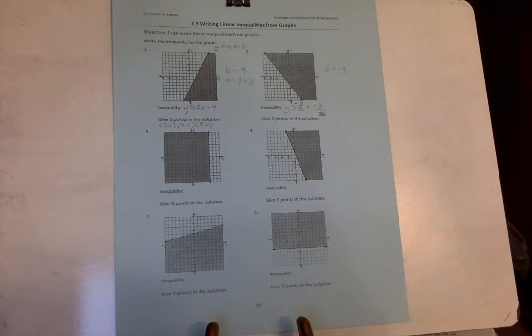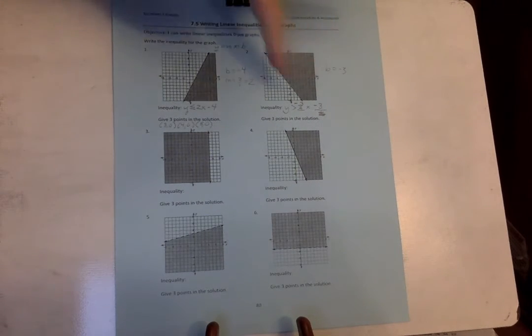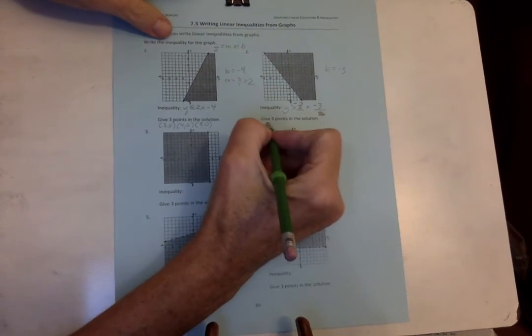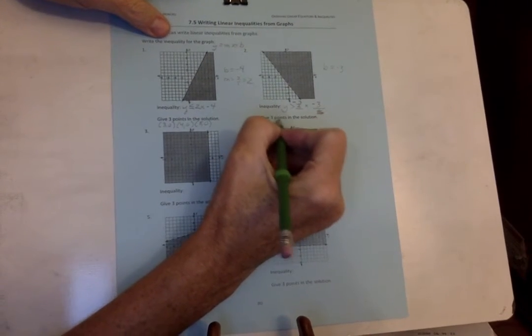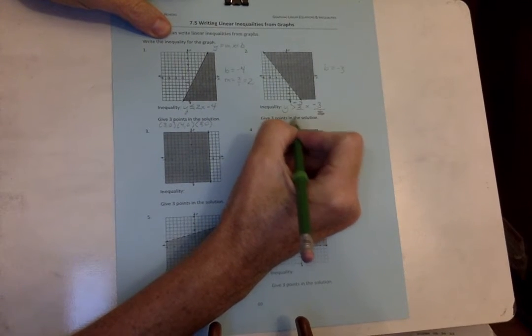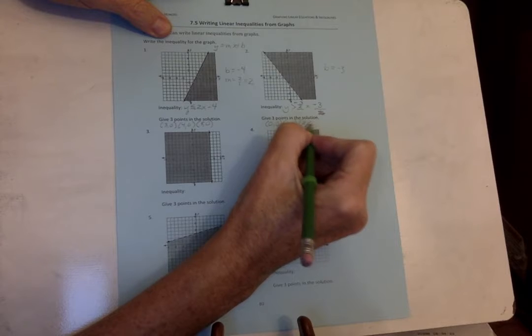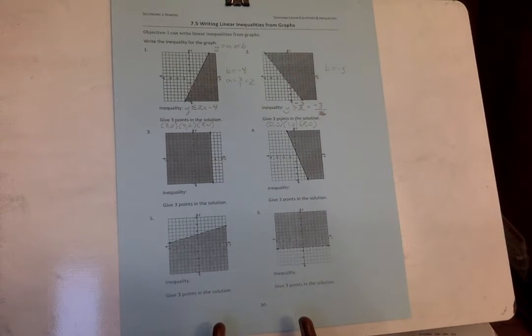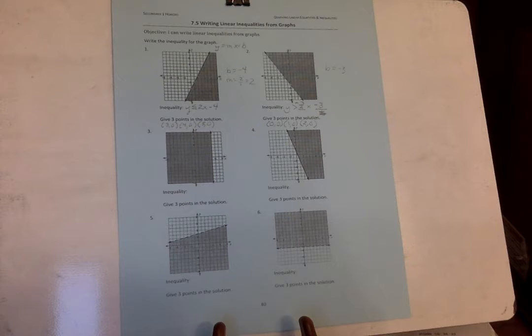So now all I do is look in the shaded area and say give 3 points in the solution. I see that 0, 0 is a point that's shaded. I can say 1, 0 is a point that's shaded, and 2, 0 is a point that is also shaded. So that gives you 3 solutions to that graph. Now we go on to number 3.